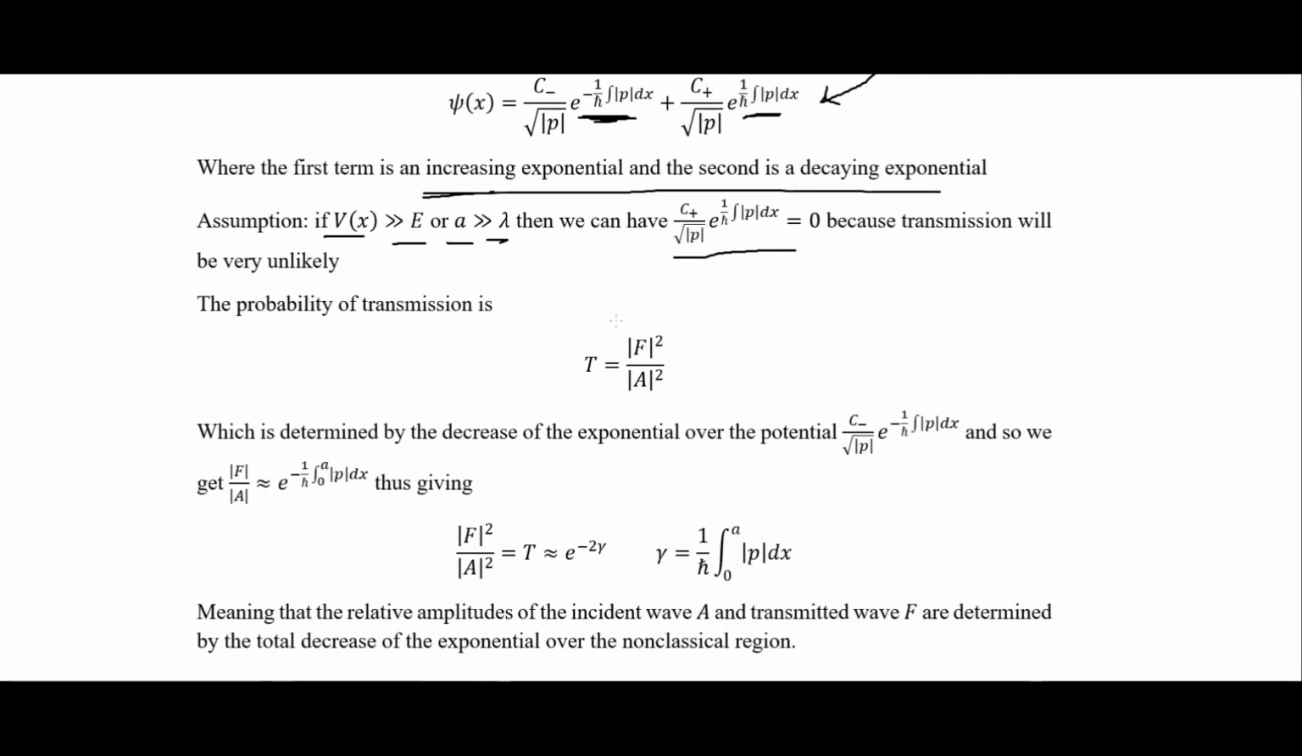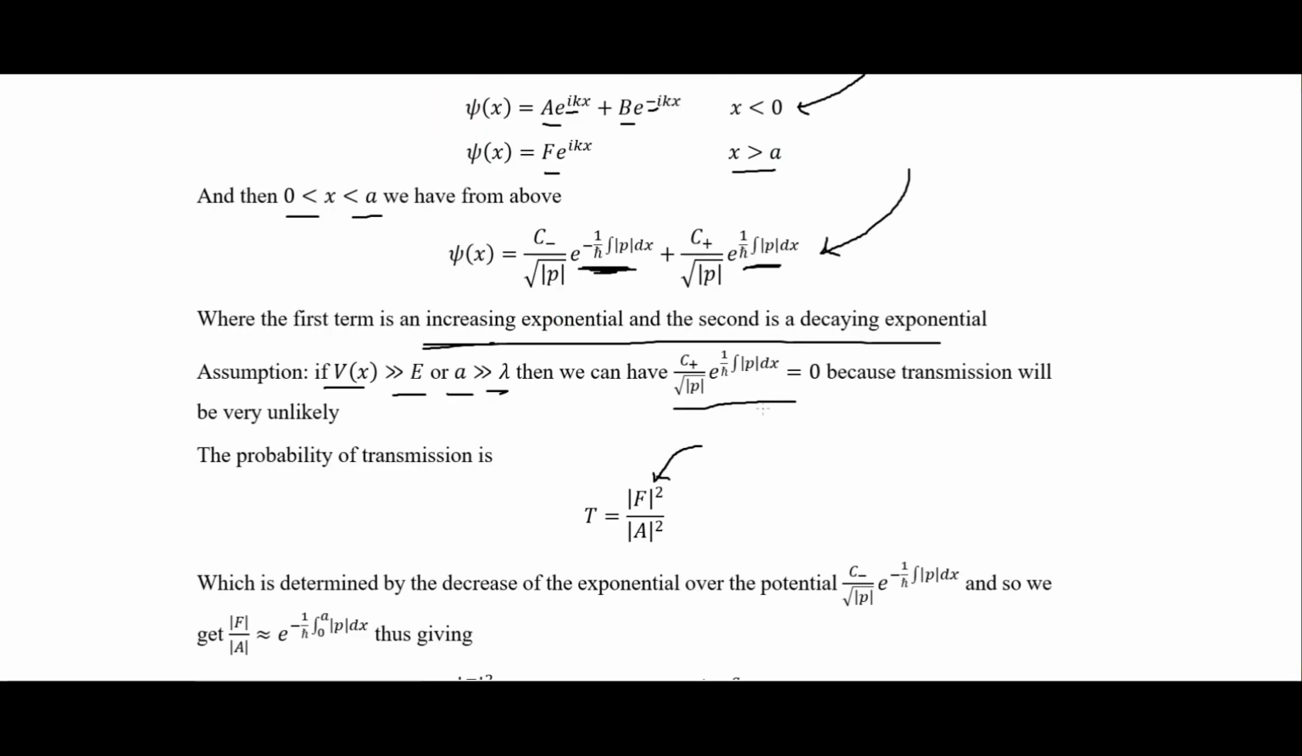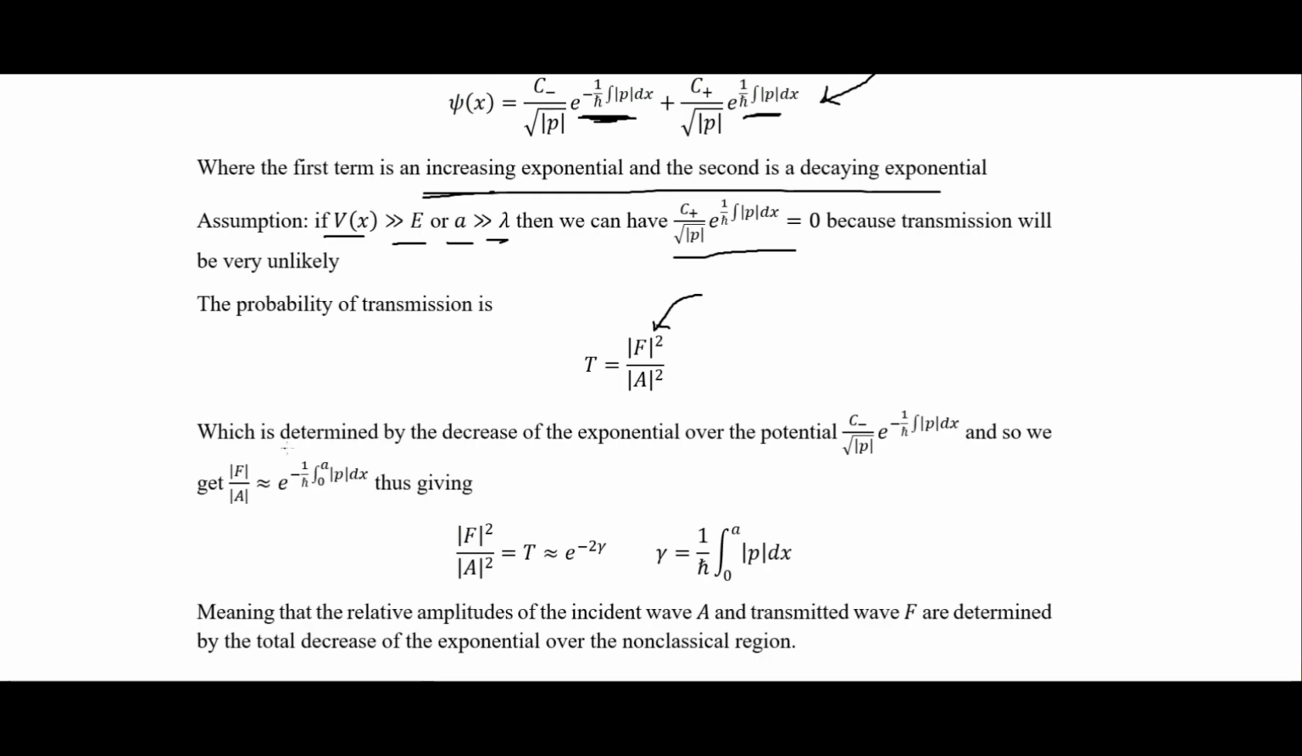So the probability of transmission is our F squared, which is the transmitted particle up here, over A squared, which is this incident particle right here. This is determined by the decrease in the potential, which is what we have right here. So this is our exponential decay, and F over A is approximately equal to this exponential decay.